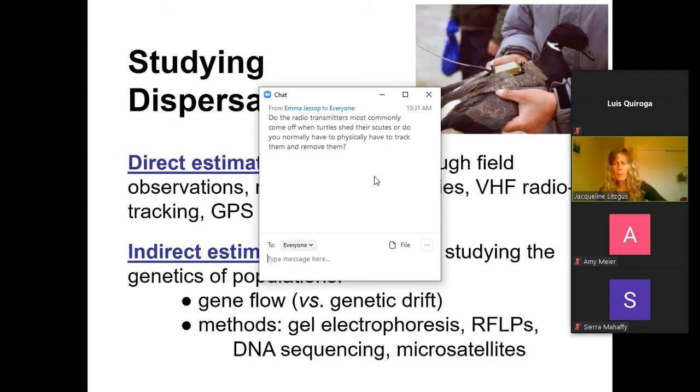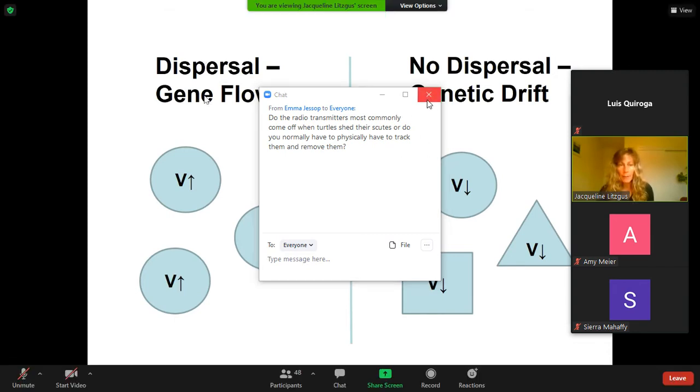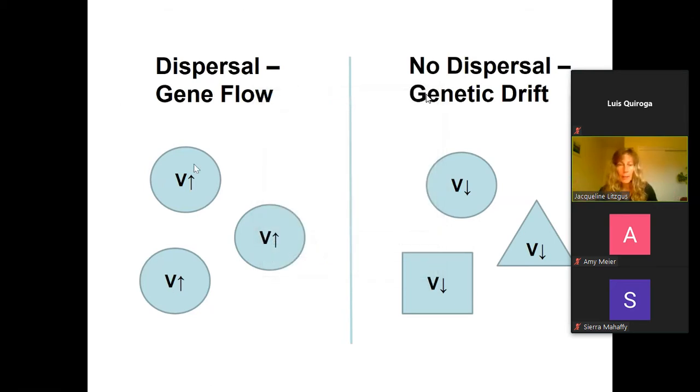So these days there's lots of genetic tools for this. Okay, so this is the graphic I was explaining just a second ago. When you're using genetic tools to look at whether or not dispersal is happening, if you have dispersal, that means there's going to be lots of gene flow, so lots of individuals moving between demes. If these diagrams represent those demes, the V with the arrow up means high genetic variation. So if you have lots of dispersal happening among these demes, you're going to have lots of gene flow, so you're going to have high genetic variation.